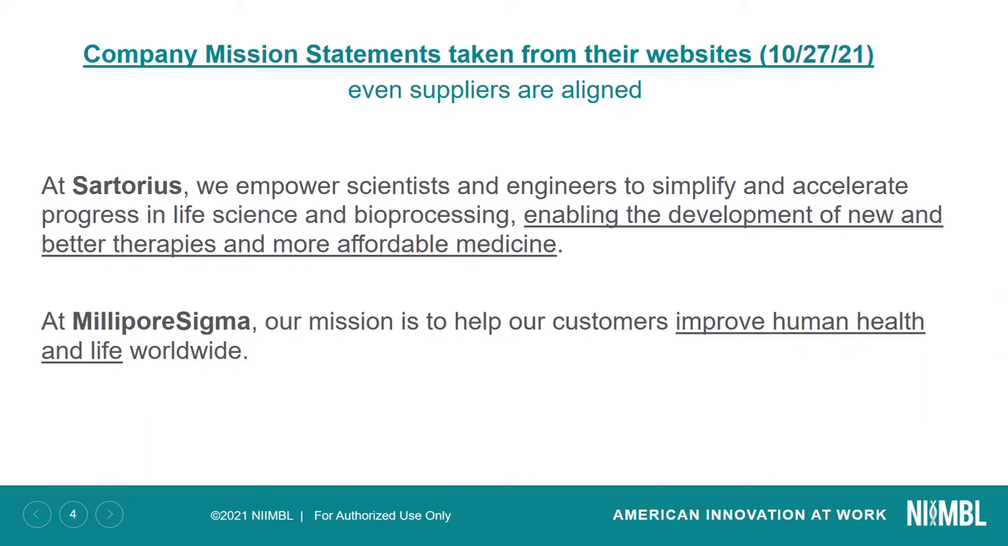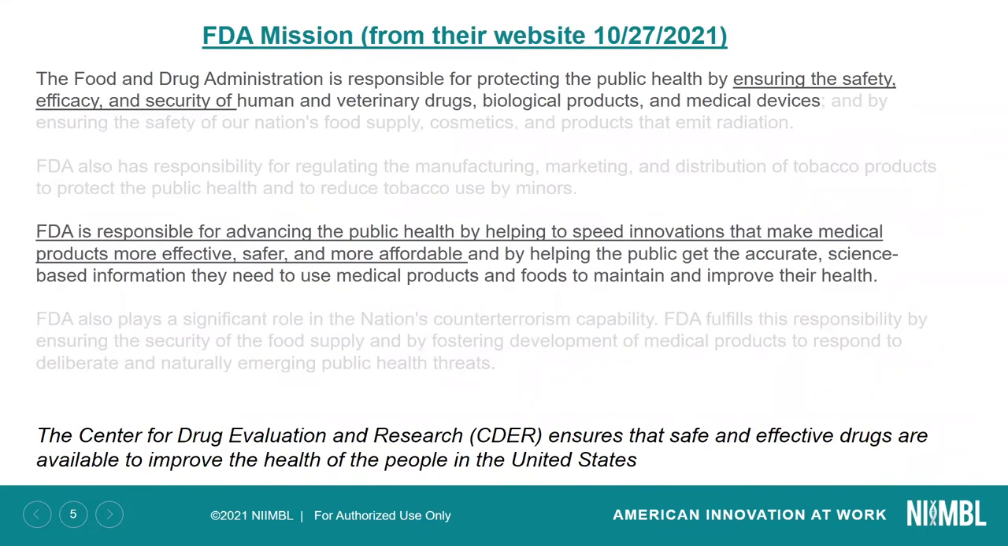And the next slide is some text that I pulled from the FDA website. So at a high level, the FDA's self-stated mission at the top is to ensure safety, efficacy, and security of drugs, biological products, and medical devices. And something that, frankly, I had not actually taken the time to study before two nights ago was the statement that the FDA, self-declared, is responsible for advancing the public health by helping to speed innovations that make medical products more effective, safer, and more affordable.